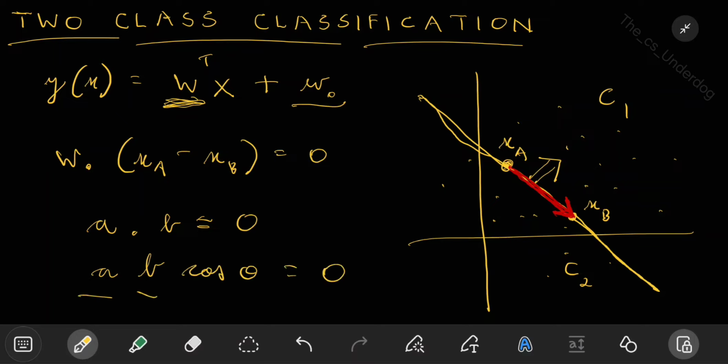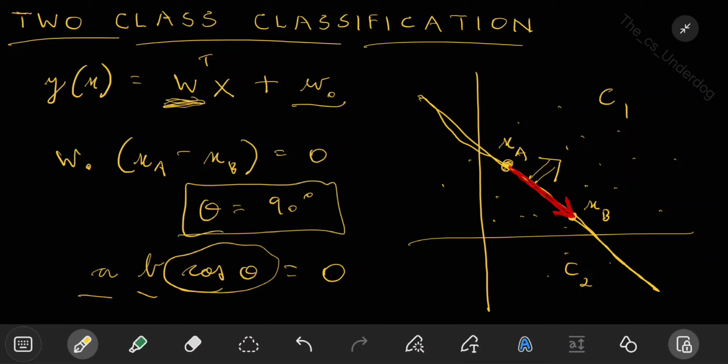You know a is a vector, b is a vector. When can a into b into cos theta be 0? When cos theta is equal to 0. And when will cos theta be equal to 0? When theta is equal to 90 degrees. This is what you have to understand from this. So w dot xa minus xb equal to 0 means the angle between the vectors xa minus xb and w is 90 degrees. What is xa minus xb? It is a vector which is lying on the decision surface. That is this red line. This red vector is xa minus xb, which means your w has to be perpendicular to your decision surface.